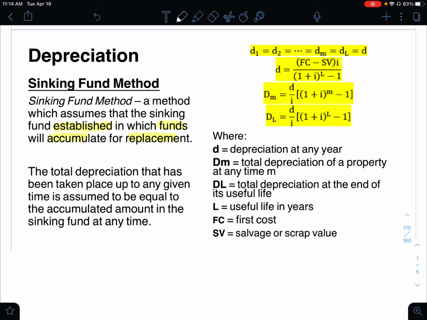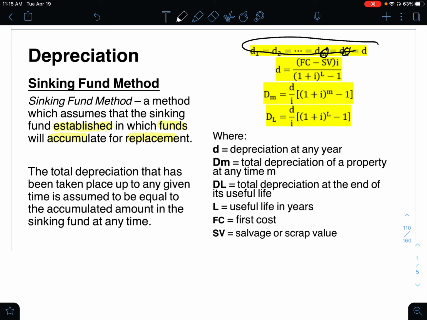So just like the straight line method, depreciation 1 equals depreciation 2, and so on up to depreciation L, each equal to D. The depreciation would just be equal to the first cost minus the salvage value, multiplied by I, divided by (1 plus I) raised to the power of L, in which L is the useful life in years, minus 1.